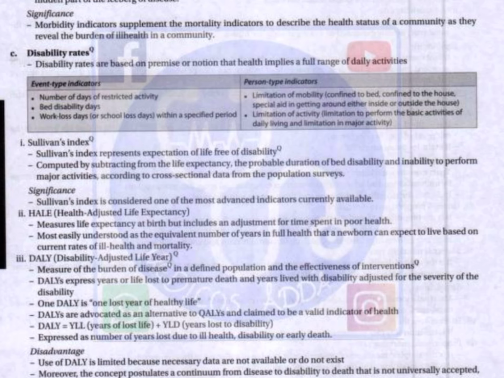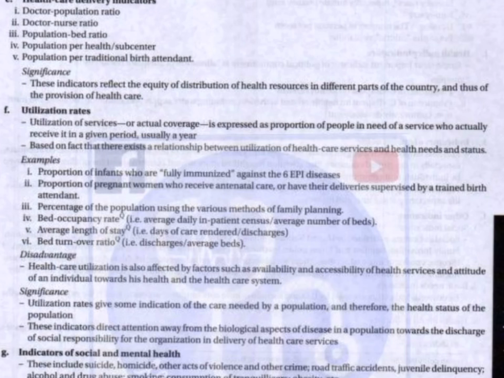Healthcare delivery indicators. 1. Doctor population ratio. 2. Doctor nurse ratio. 3. Population bed ratio. 4. Population per health subcenter. 5. Population per traditional birth attendant. Significance: these indicators reflect the equity of distribution of health resources in different parts of the country, and thus of the provision of health care.